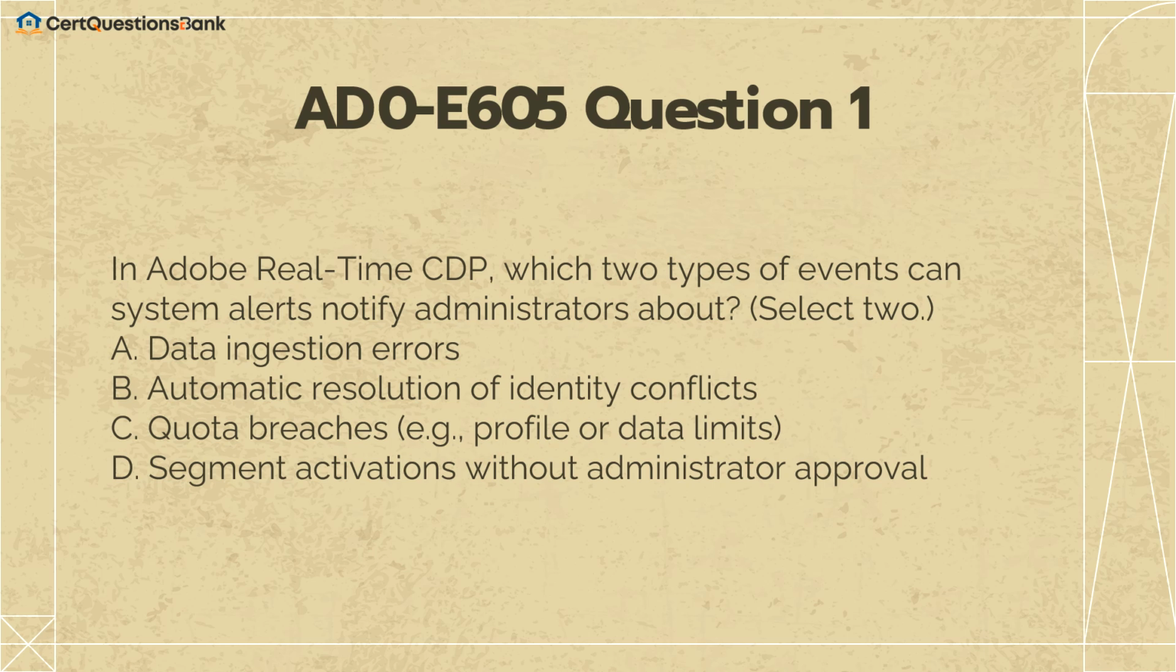In Adobe Real-Time CDP, which two types of events can system alerts notify administrators about? Select 2. A. Data ingestion errors. B. Automatic resolution of identity conflicts. C. Quota breaches, e.g., profile or data limits. D. Segment activations without administrator approval.